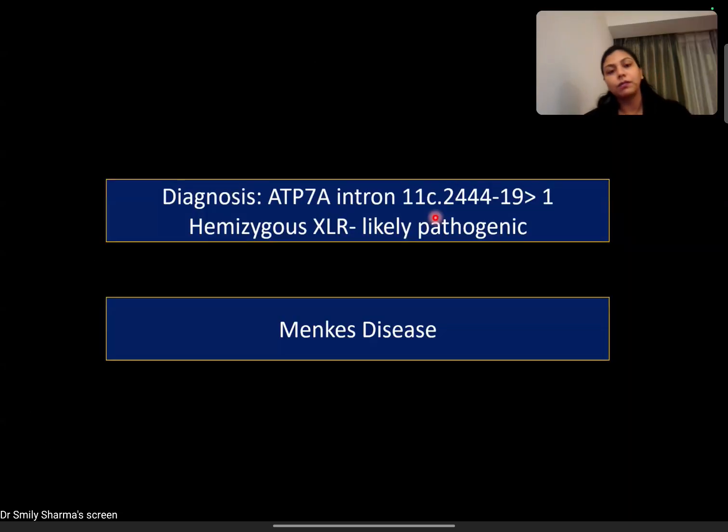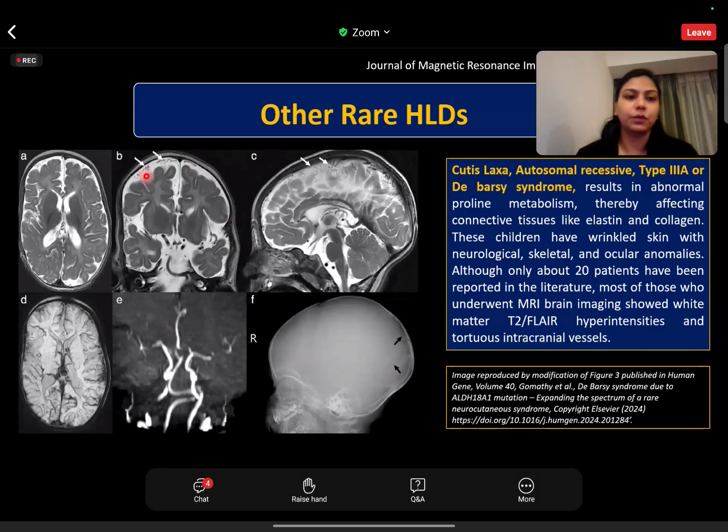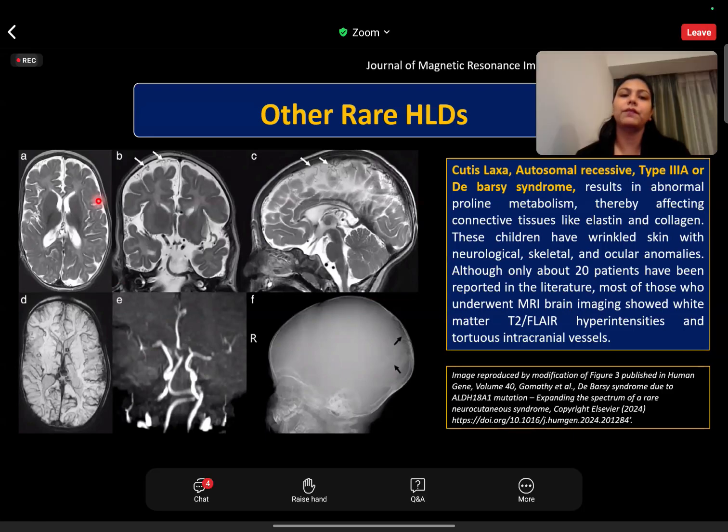So just on the lines of Menkes disease, this is a very rare hypomyelinating leukodystrophy. It was in fact reported from our institute, where we are seeing, apart from the diffuse white matter hyperintensities, which in literature have been discussed as hypomyelination, prominent veins in this disease, as well as prominent Wormian bones.